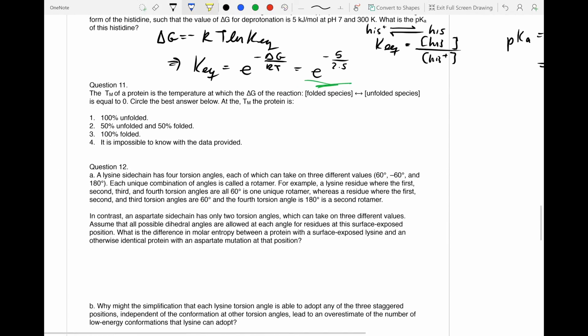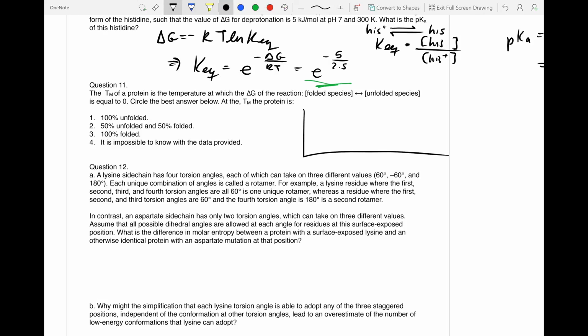Okay. Question 11. The T sub m of a protein is the temperature at which the change in free energy of the reaction folded species is in equilibrium with the unfolded species is equal to 0. Circle the best answer below. At the T sub m, the protein is 1, 100% folded, 2, 50% folded, 3, 100% unfolded, or 4, it is impossible to know with the data provided.